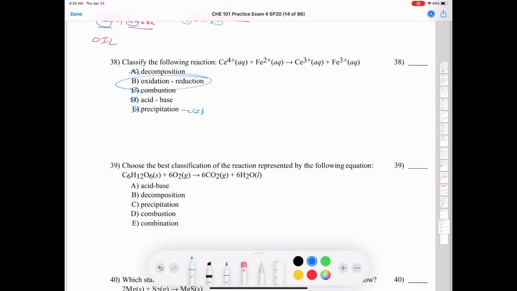Therefore, the answer must be redox, and if we take a look at what's really happening here, you can see you're going from cerium 4 plus to cerium 3 plus. That means it is gaining electrons, and you remember from OIL RIG that oxidation is losing and reduction is gaining electrons. Therefore, the cerium is undergoing reduction, and you can't have reduction without oxidation. And the iron 2 plus is losing an electron to become oxidized to iron 3 plus. Therefore, this is an oxidation reduction reaction, or as I like to call it, a redox reaction.